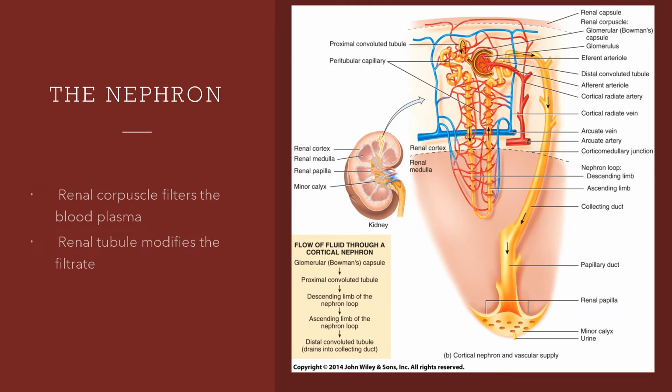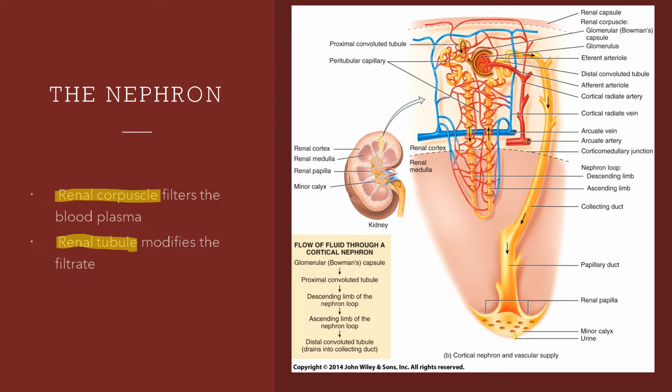So let's talk about the nephron a bit. So like I said very briefly earlier, nephrons are the functional units of the kidneys. Now each nephron consists of two parts. First we have a renal corpuscle. This is where the blood plasma is filtered. And the second part is a renal tubule. And the renal tubule is where the filtered fluid passes.